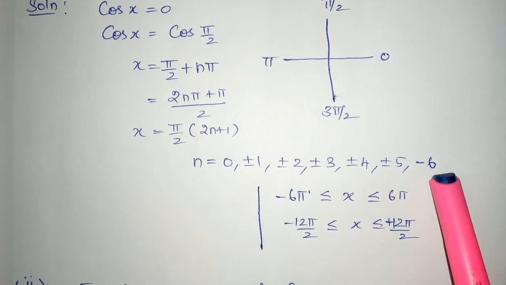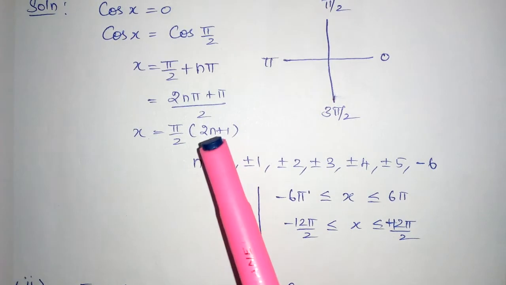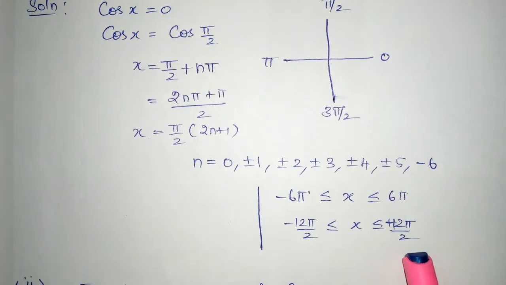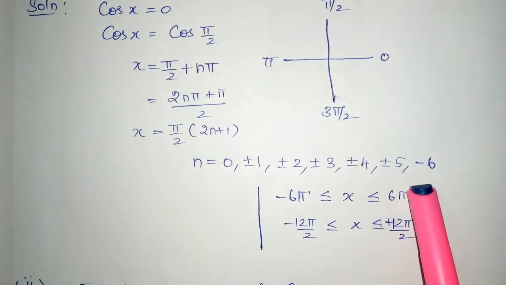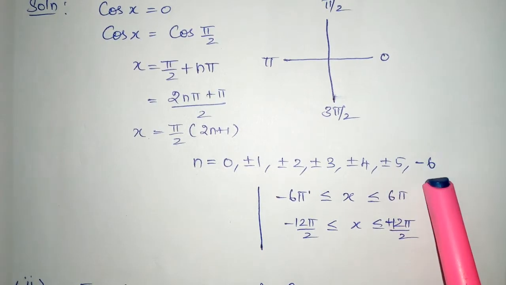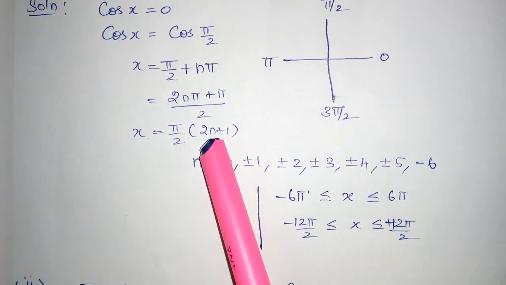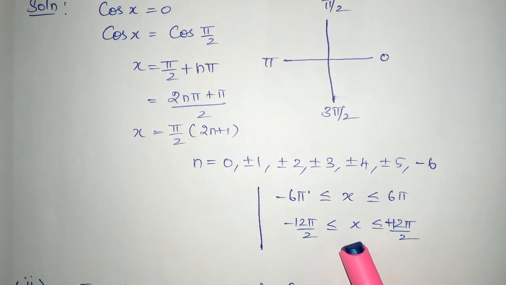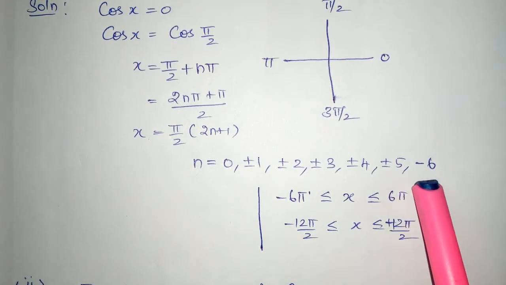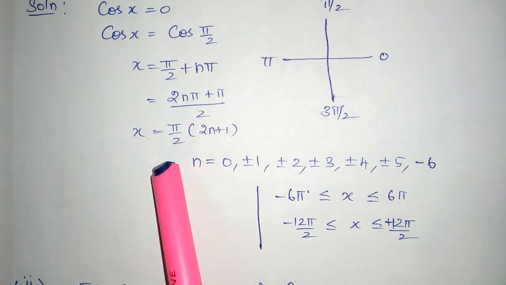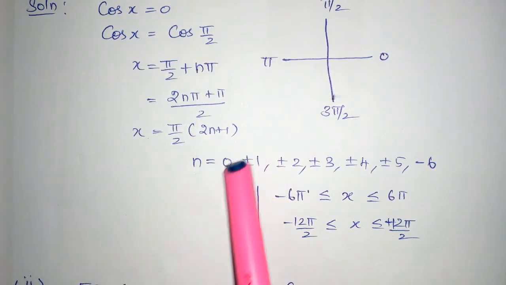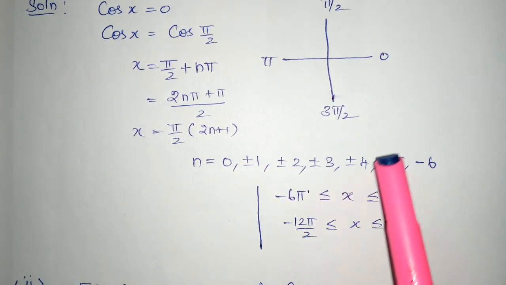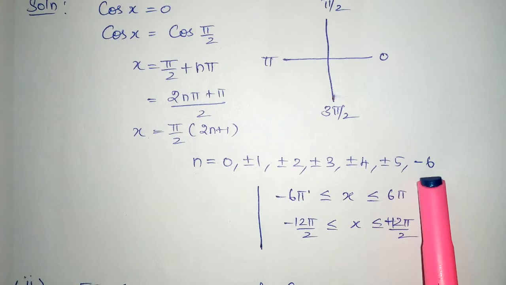Suppose I take plus 6. So plus 6 means 6 into 2 is 12, 12 plus 1 is 13, so 13π/2. 13π/2 is not here, it is out of this particular interval, so I cannot take 6. Now taking minus 6, minus 6 into 2 is minus 12, minus 1 is minus 11π/2. Minus 11π/2 is within this number, so it belongs to this interval. So I can take up to minus 6. So the answer is x is equal to π/2 into (2n plus 1), where n belongs to 0, plus or minus 1, plus or minus 2, plus or minus 3, plus or minus 4, plus or minus 5 and minus 6.